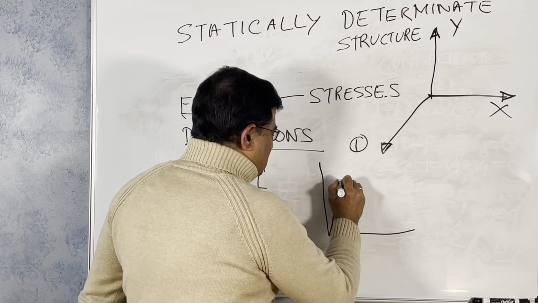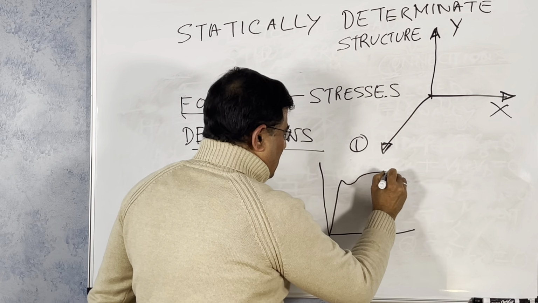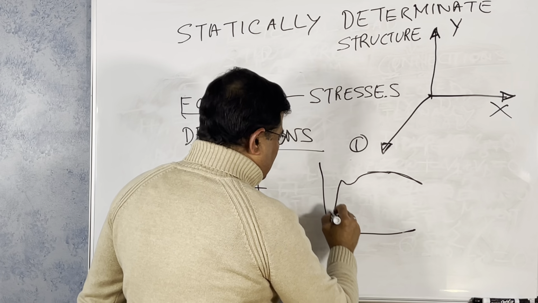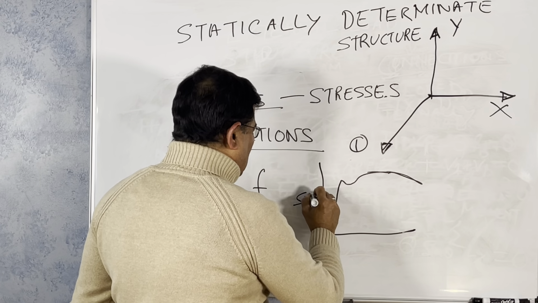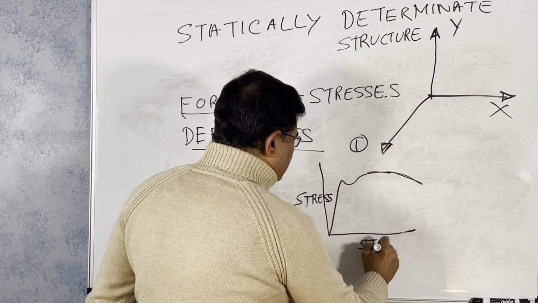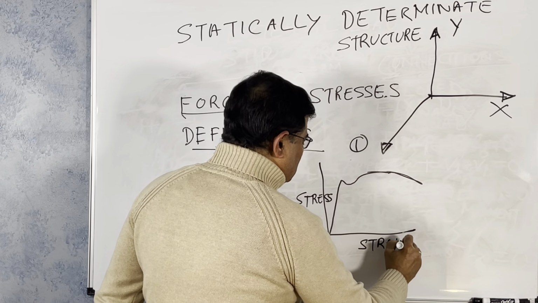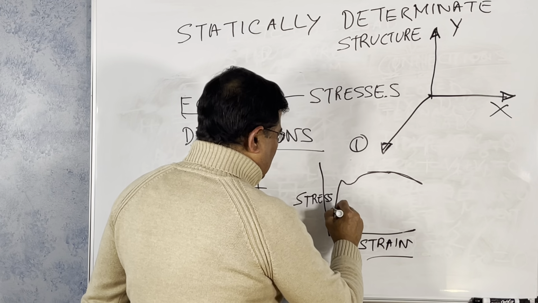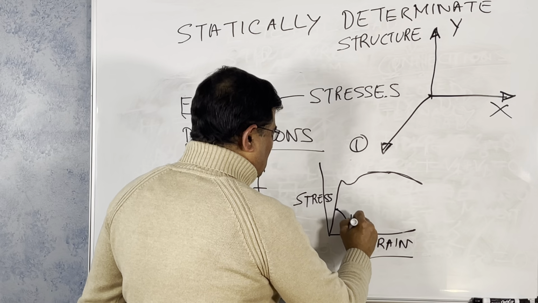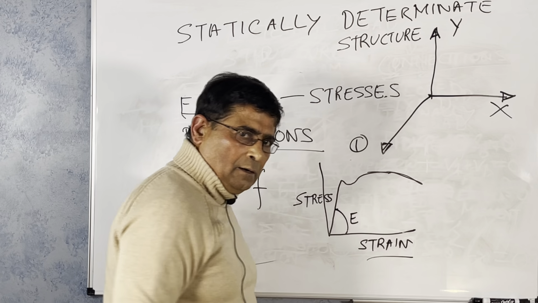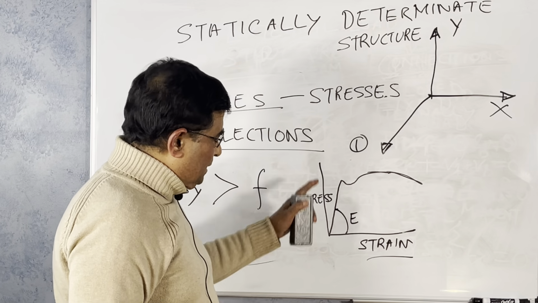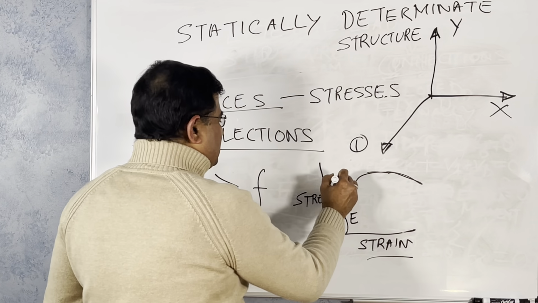Remember, I talked about the yield stress. You have a very, very familiar drawing. This side is stress, this side is strain, and this is your E value, the modulus of elasticity. So this is that, and this is your yield stress.